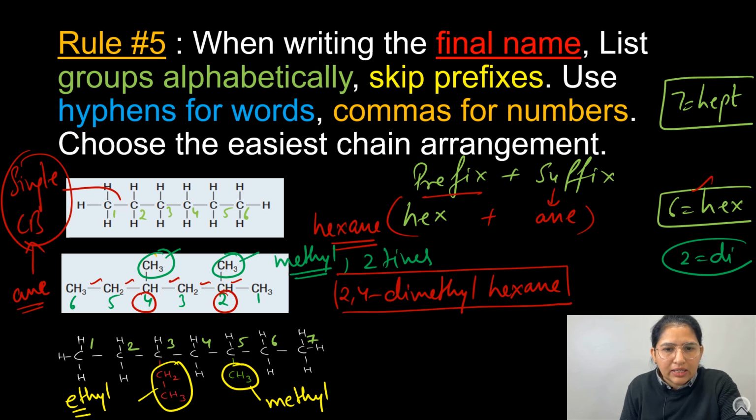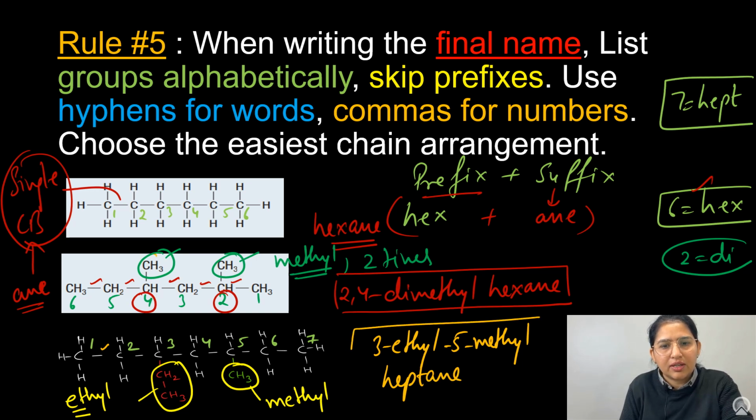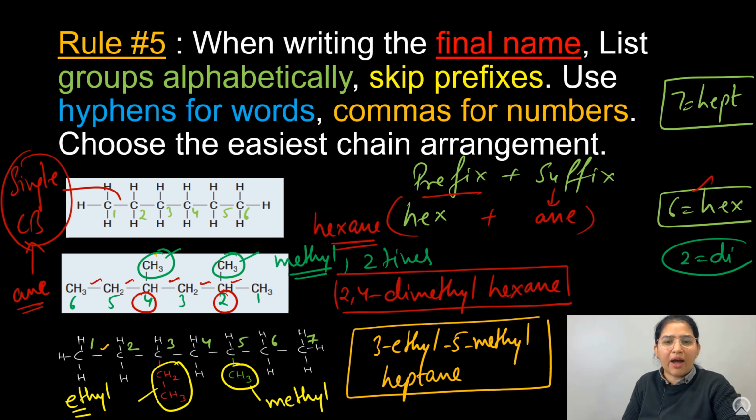So when we are writing it, it should be written as 3-ethyl and 5-methyl. After that you see the prefix, it is 7, so it's going to be hept. And all the carbons are again having what type of bond? They are again having a single covalent bond, so it is written as heptane. So its name is going to be 3-ethyl-5-methylheptane. So that's all about the rules. If you have any query about it, don't forget to send me an email.